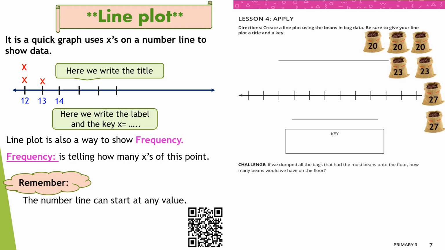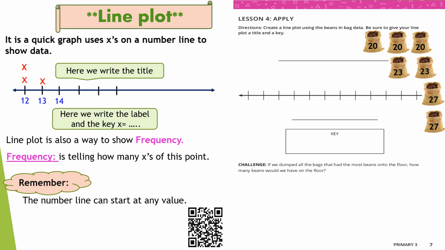Here we have bags of beans, and we counted the beans inside the bags. We found that 3 bags contain 20 beans each, 2 bags contain 23 beans each, and 2 bags contain 27 beans each.